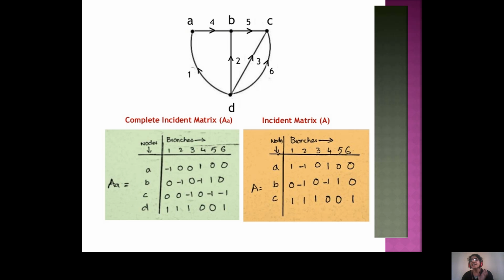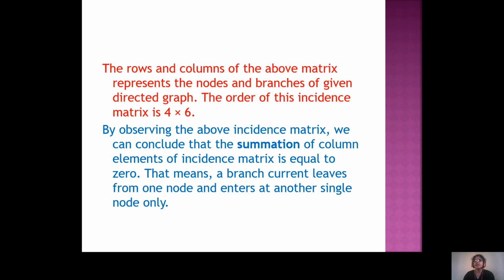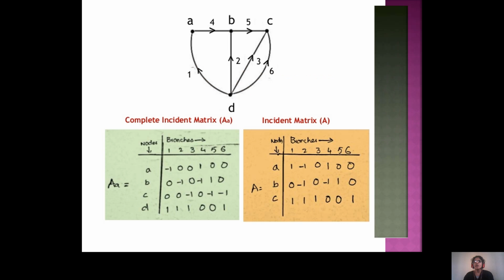When you have to write down the reduced incidence matrix, you have to eliminate the last row. Then it is called the reduced incidence matrix. This is observed as A. This is about graph theory, the different definitions, and what the incidence matrix is.